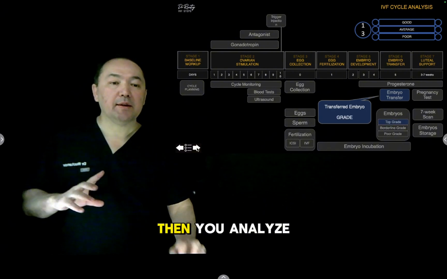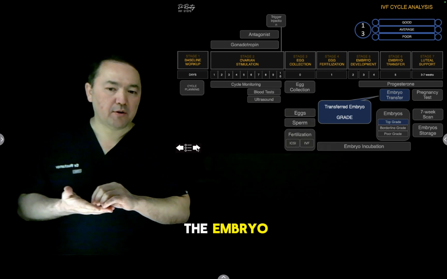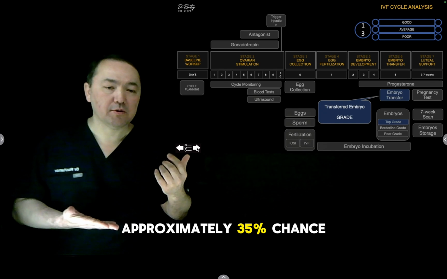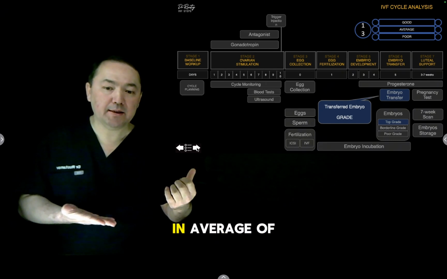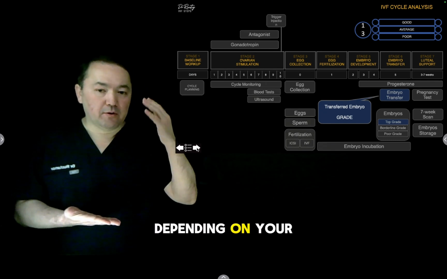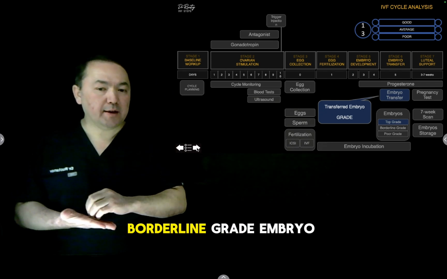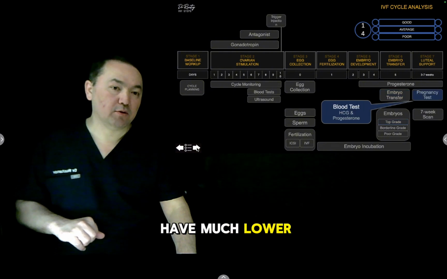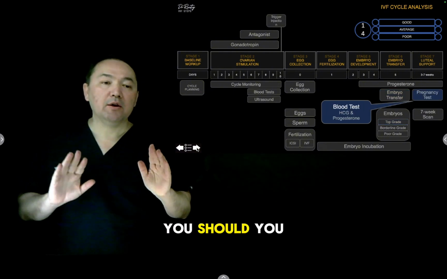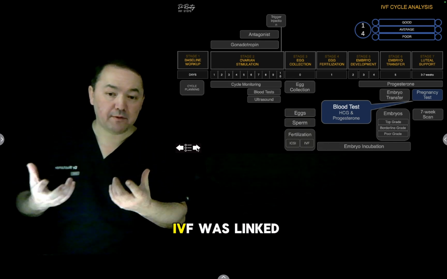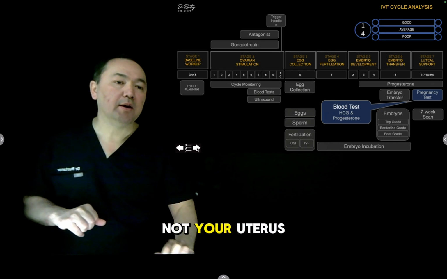So then you analyze the grade of the embryo. If you had a high grade embryo transfer, then you can expect approximately 35% chance of pregnancy on average. Of course, depending on your age, it can be higher or lower. And if you had a poor grade, borderline grade embryo transfer, then you may have a much lower chance of success. Then you should assume that the failure of the IVF was linked to the embryo, not your uterus.